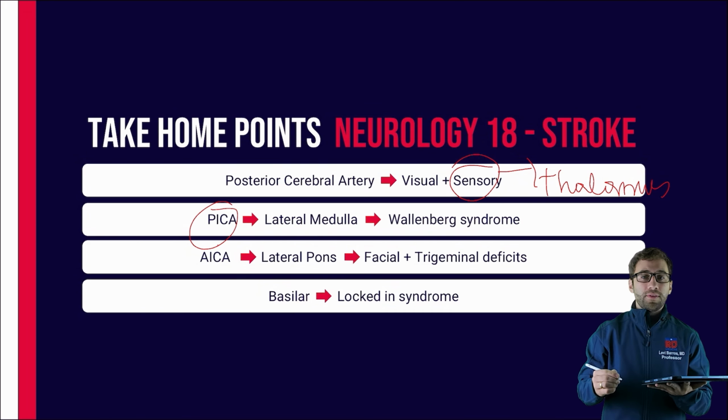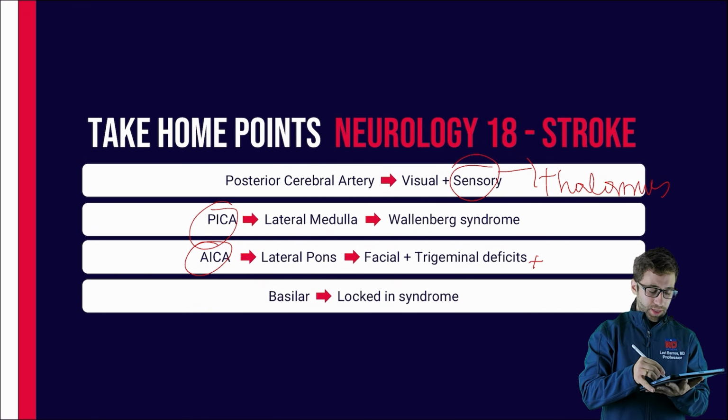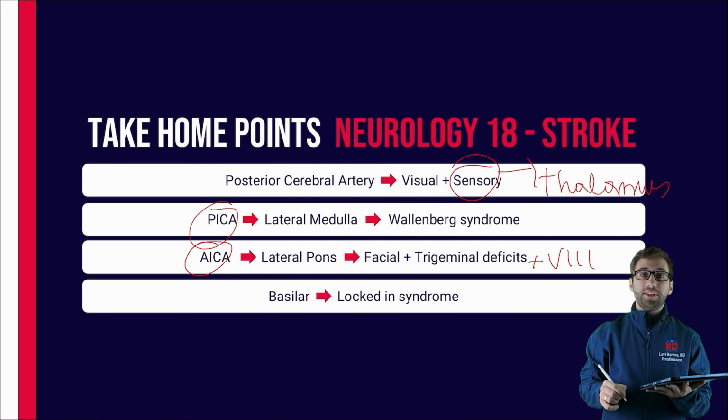The anterior inferior cerebellar artery, also known as AICA, supplies the lateral pons. Strokes here can cause facial paralysis and sensory deficits, as well as hearing and balance problems due to the involvement of the facial and vestibulocochlear nerves. Let's also add here the vestibulocochlear nerve.